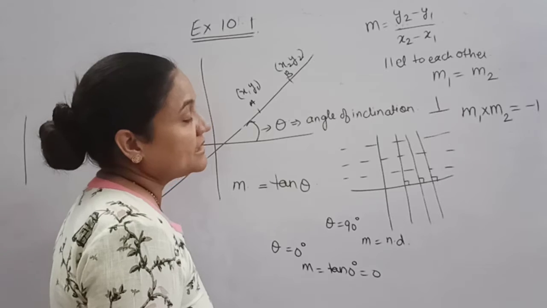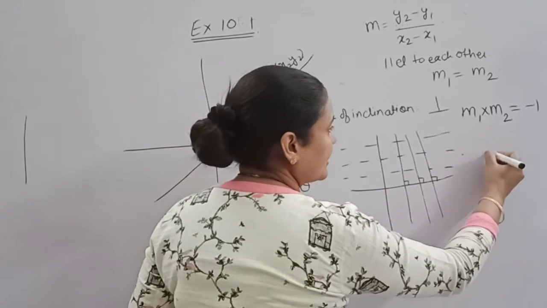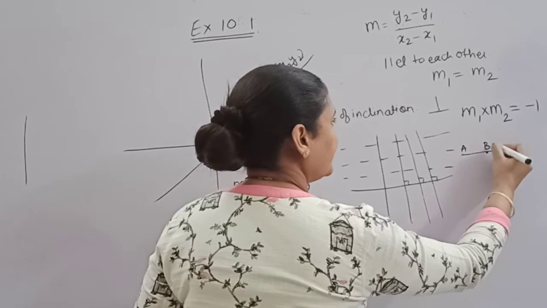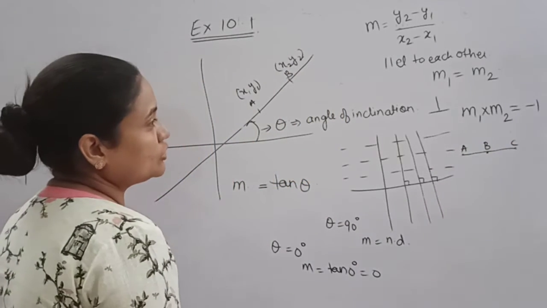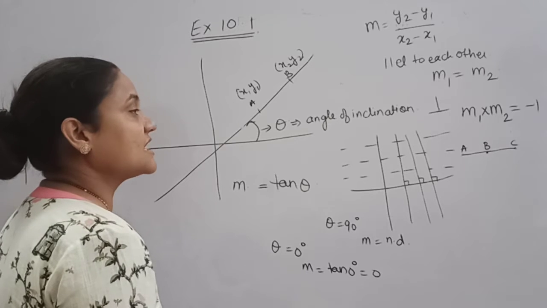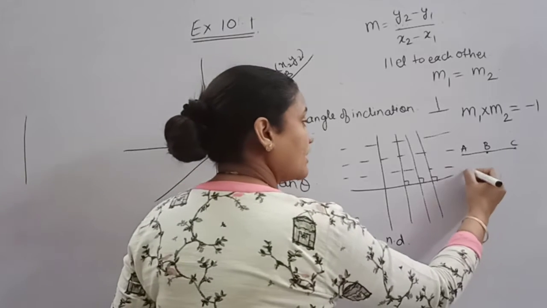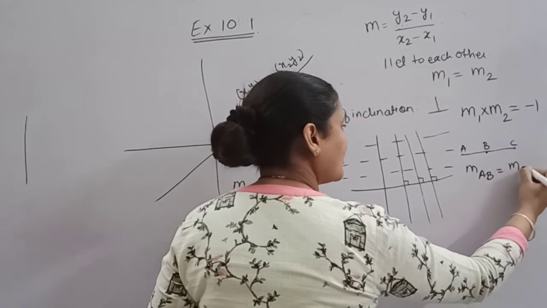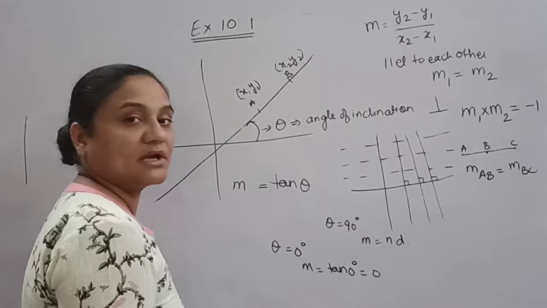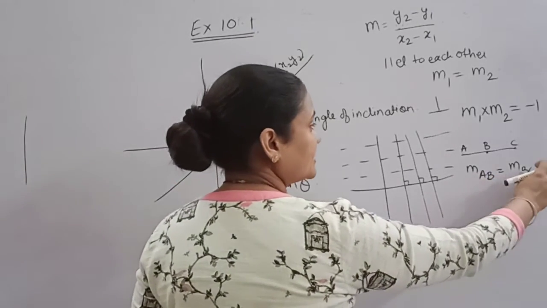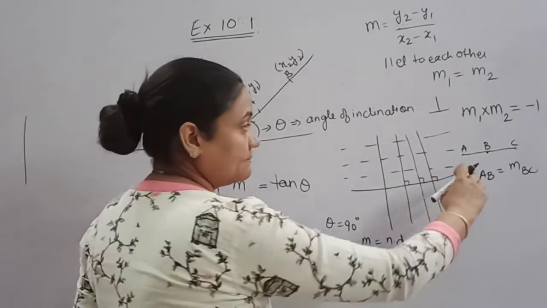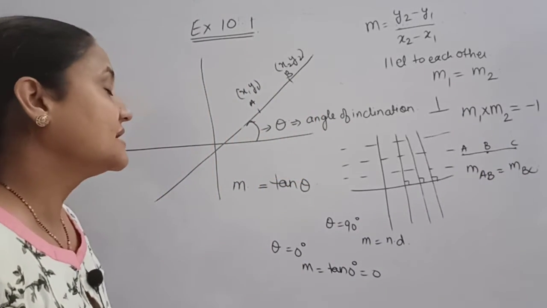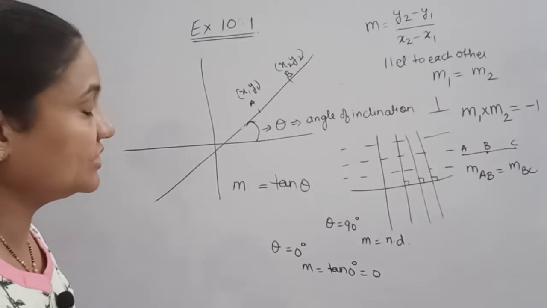Now if we want to prove that points are collinear, suppose these three points are A, B and C, and we want to prove that they are collinear. So what we will do? The slope of the line AB is equal to the slope of the line BC. B is the common point. अगर दोनों का slope बराबर आ गया तो we can say that the points are collinear to each other.